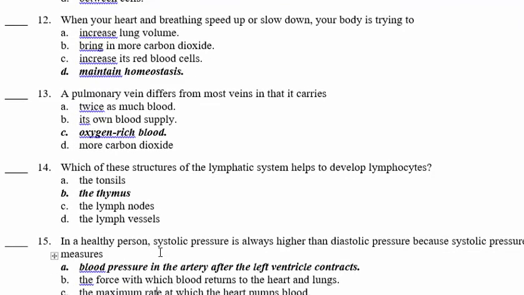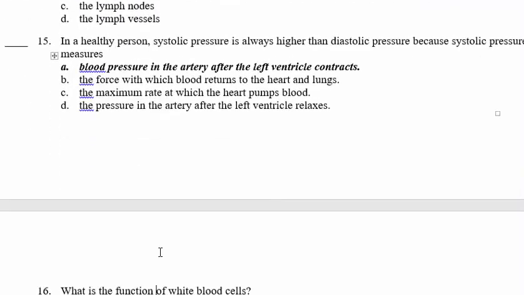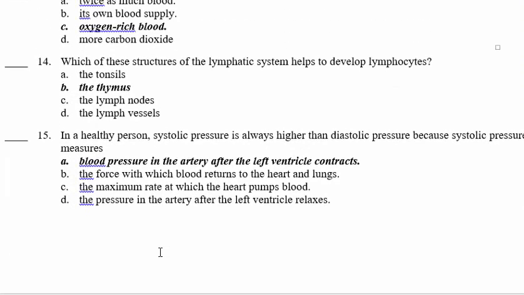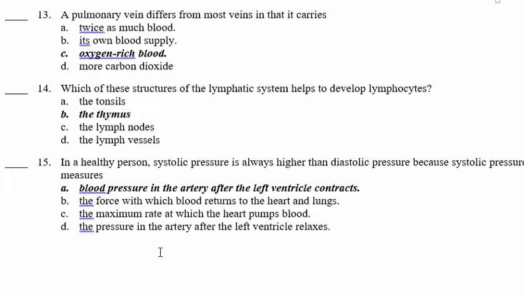Number 13, a pulmonary vein differs. The pulmonary vein differs from most veins in that, as we said, all the arteries contain oxygenated blood except the pulmonary artery. All the veins contain deoxygenated or oxygen-poor blood except the pulmonary vein. The pulmonary vein is the vein that carries oxygen-rich blood from the lungs to the heart.